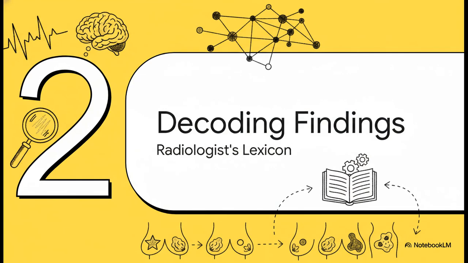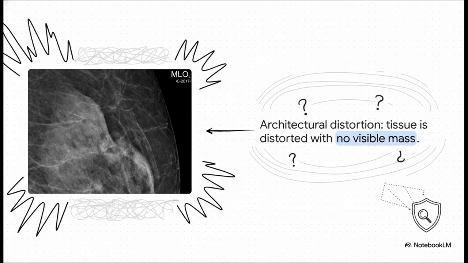Okay, so now we know why this system exists. Let's start learning the language itself. It's time to decode what's called the radiologist lexicon. These are the specific things they're trained to hunt for. Hey, remember that very first image we looked at? Here it is again. Architectural distortion. You can kind of see how the tissue looks like it's being pulled or puckered, but there's no obvious lump or mass. It's incredibly subtle, and if a patient hasn't had surgery before, a finding like this is immediately suspicious.